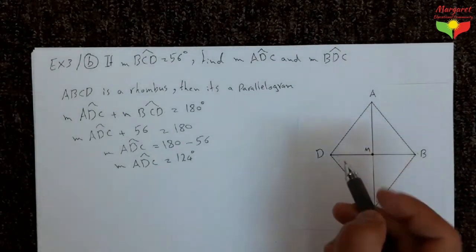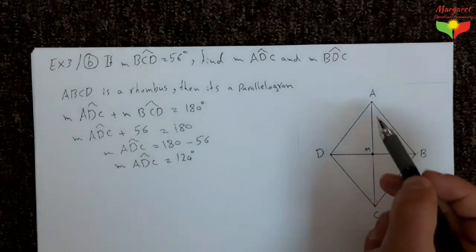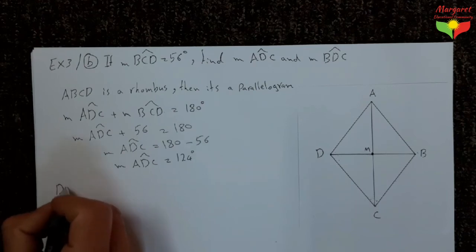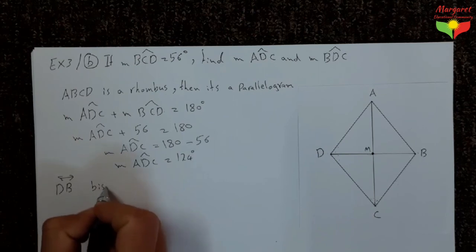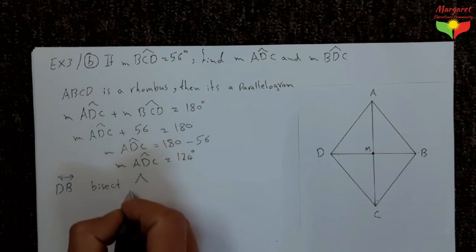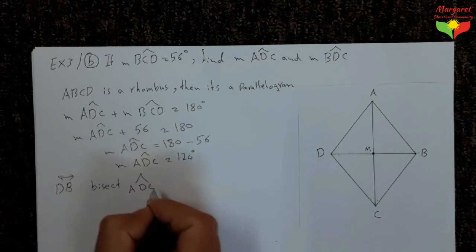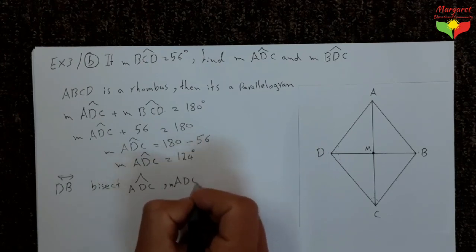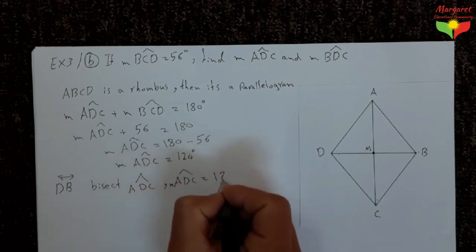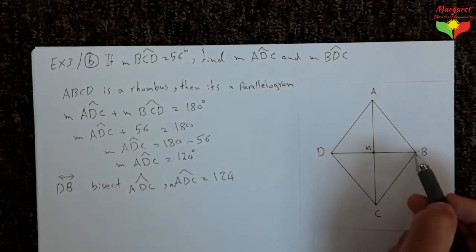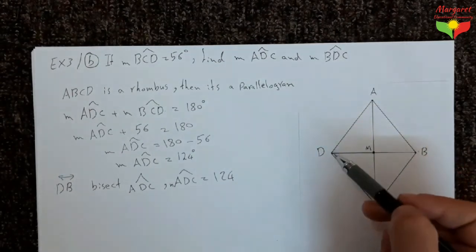So DB bisects the angle ADC, and measure of angle ADC equal to 124. كواتا DB bisecti گۆشەی ADC کردووە.